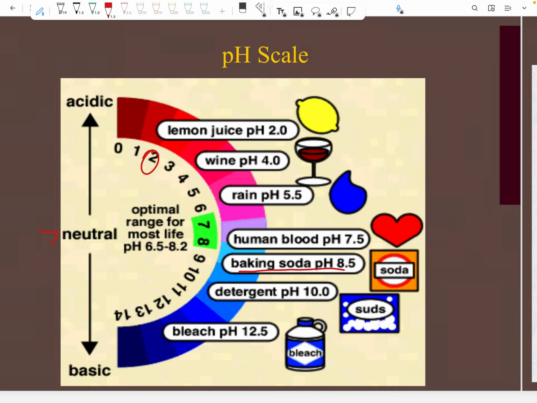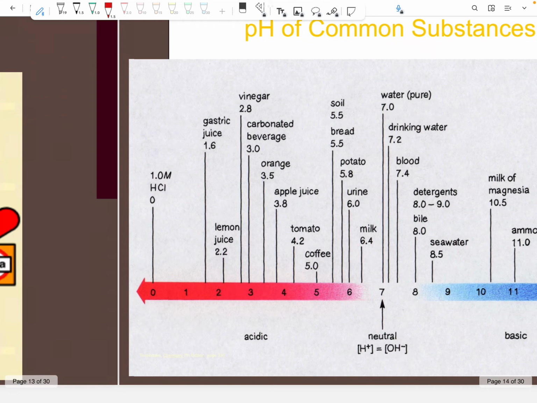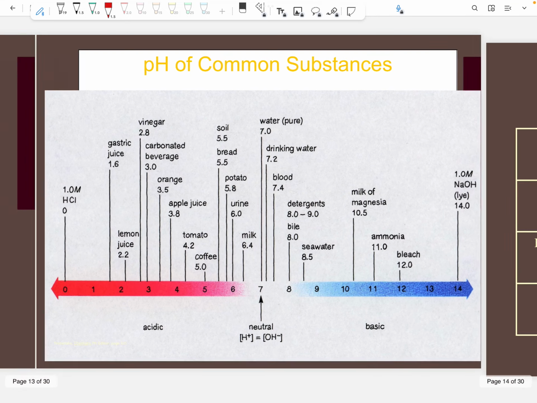Detergent, it's a base, around 10. The higher the number up on the pH scale, the stronger the base is. And bleach has a pH of around 12.5. Really, really strong base. Okay, we'll do some more with pH in this last week. And here we go with some more of that.